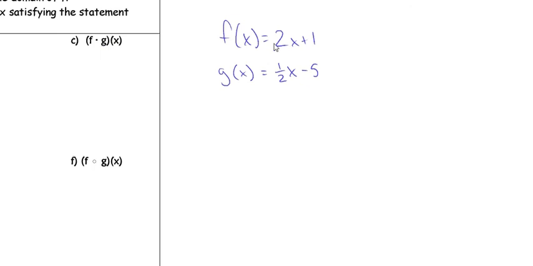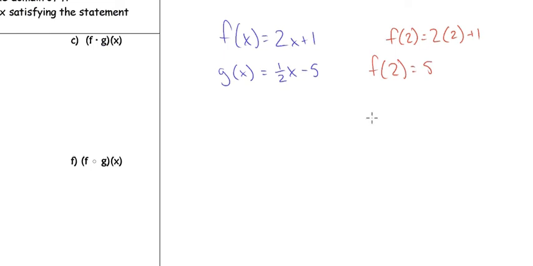So if we've got f of x is equal to 2x plus 1, and I ask you to find f of 2, you would do that by plugging 2 in for x. So f of 2 would be 2 times 2 plus 1, and f of 2 would give us 5. 2 times 2 is 4, plus 1, 5. And you're very comfortable with doing that.